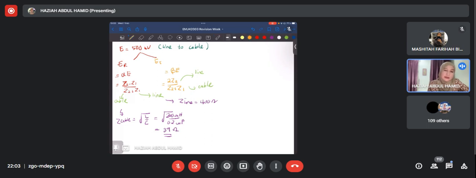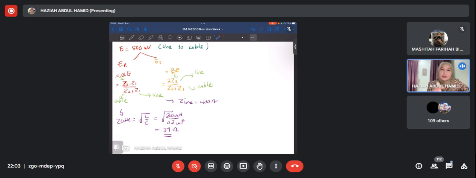Saya buat line sikit lah, kan kamu tak tahu pula. Alpha ni, ini beta ni. Okay, so alpha ini formula dia, beta ini formula dia. Beta ni apa? Transmitted coefficient. Okay, alpha ialah reflected coefficient. So Z2 dengan Z1 kena determine which one is which lah. Okay, dia tak sama untuk semua condition.